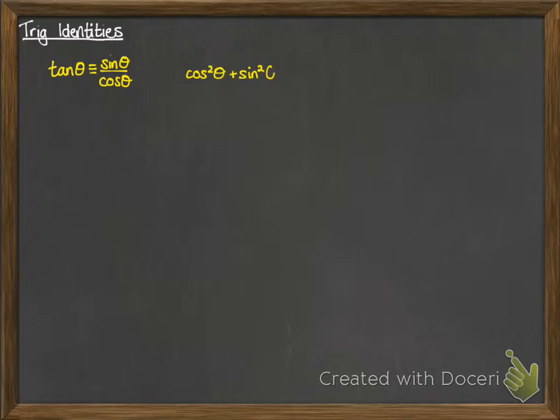And the other one is cos squared theta plus sine squared theta is identically equal to 1. So for all values of theta, cos squared plus sine squared will always be 1. Now I'll show you where these come from. They're two very important results that you need to know for proving various different things in AS Maths.